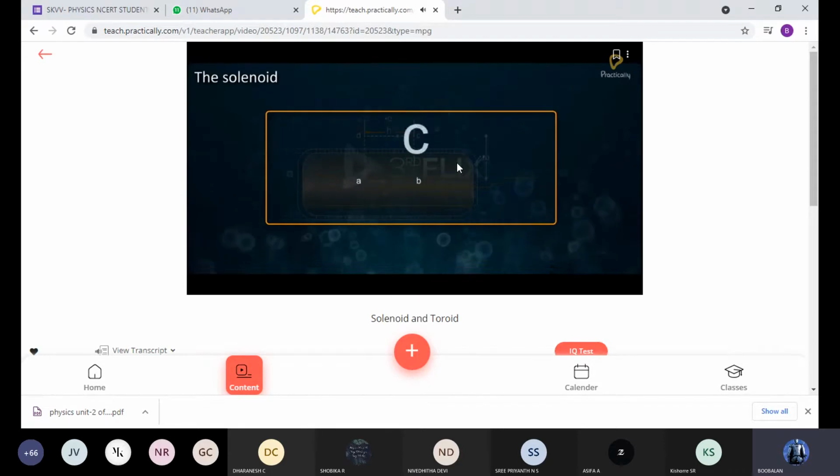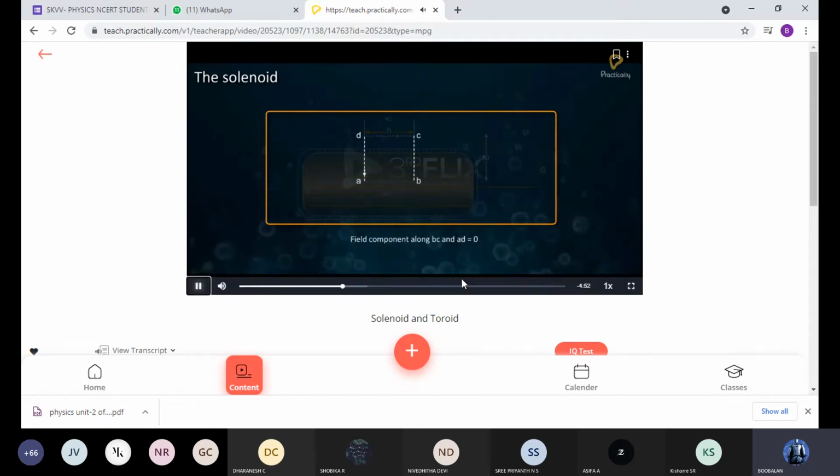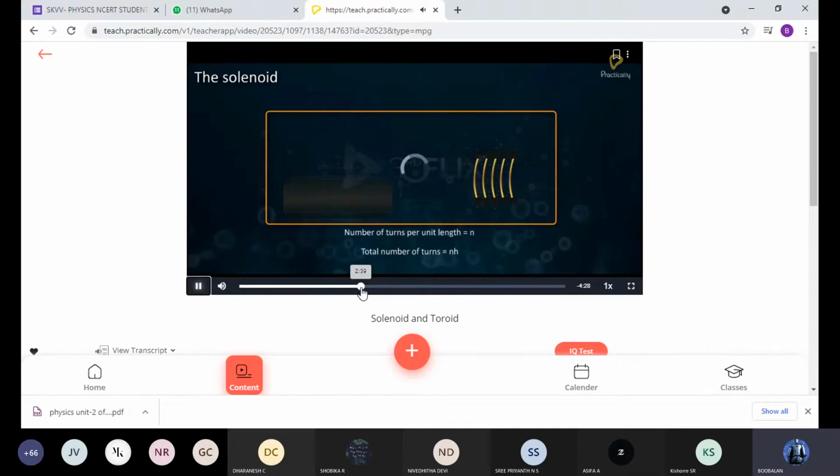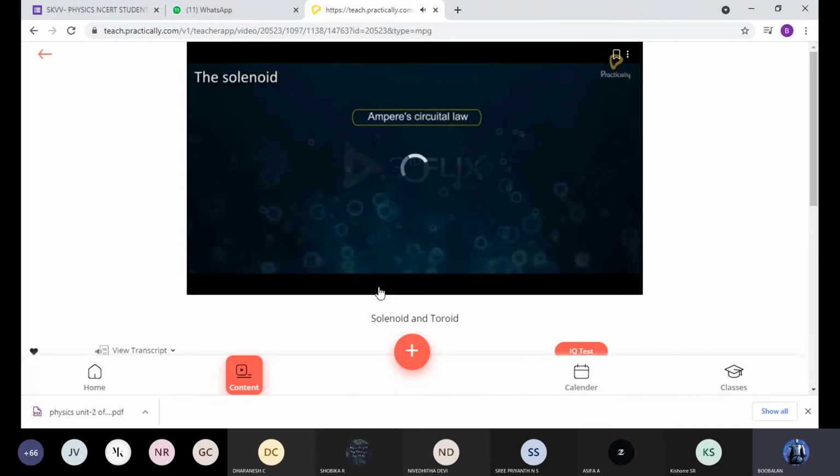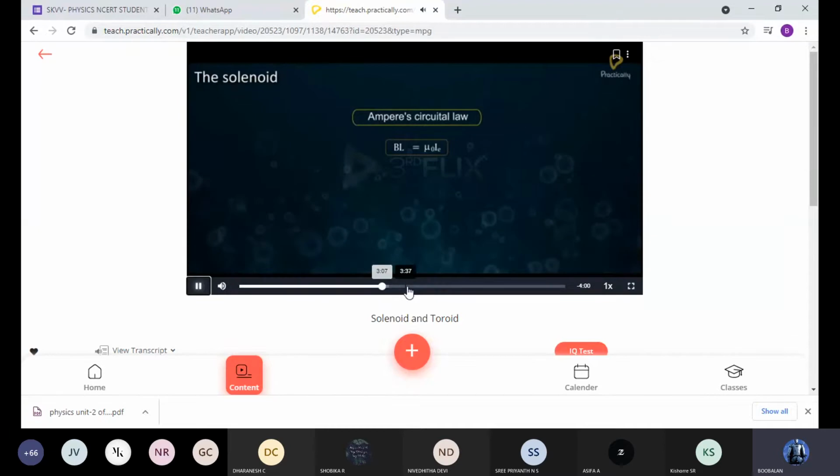Consider a rectangular Amperian loop ABCD. Magnetic field along CD is 0. Field component along BC and AD is 0. The enclosed current is nI. The derivation part I will explain now. We get BL is equal to mu naught IE.